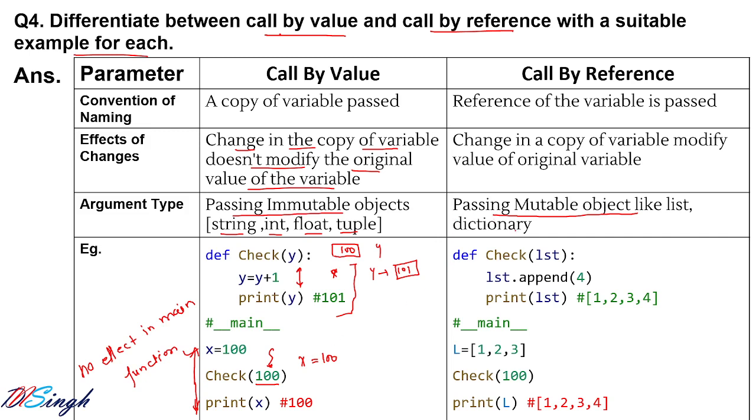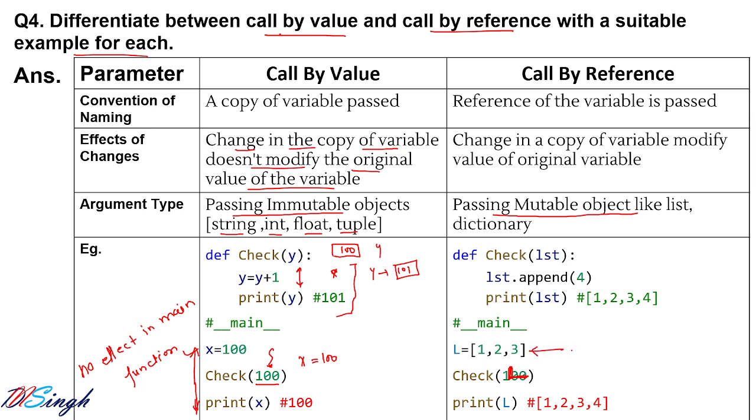Whenever you pass a value as call by reference, or a mutable object is passed in Python, no separate copy is created. So let us put L here. L is being passed. What will happen?